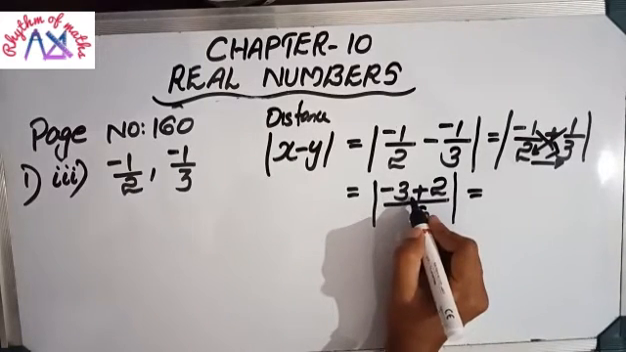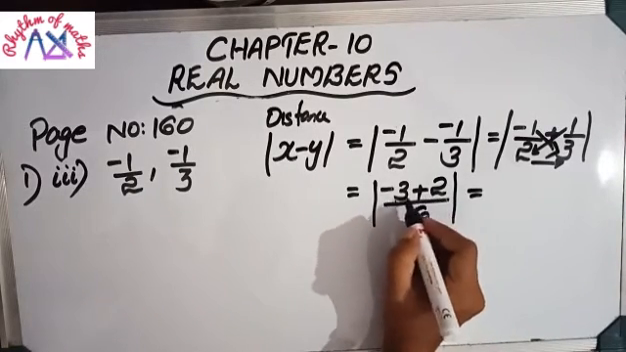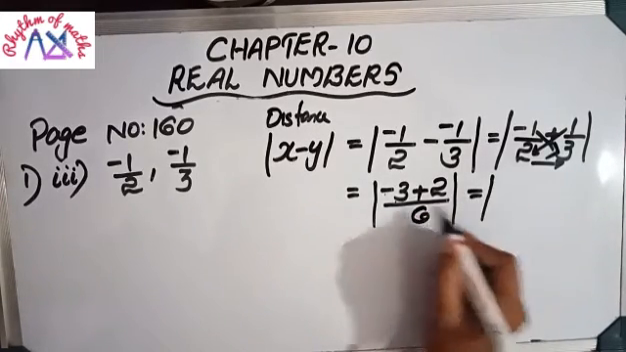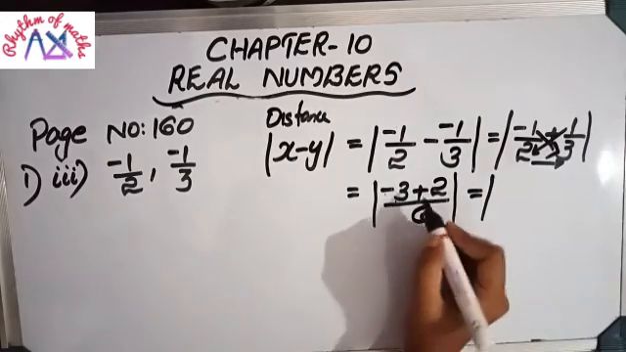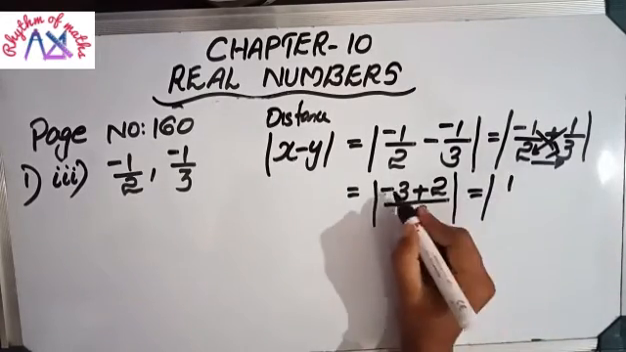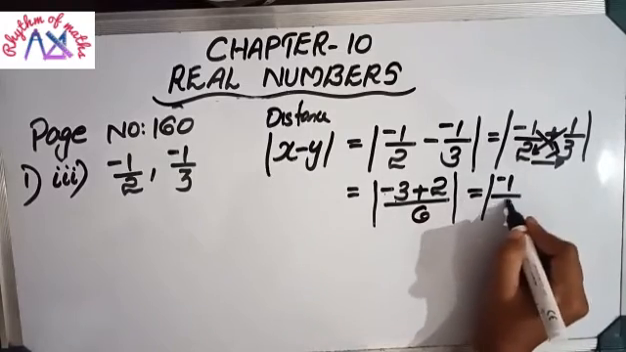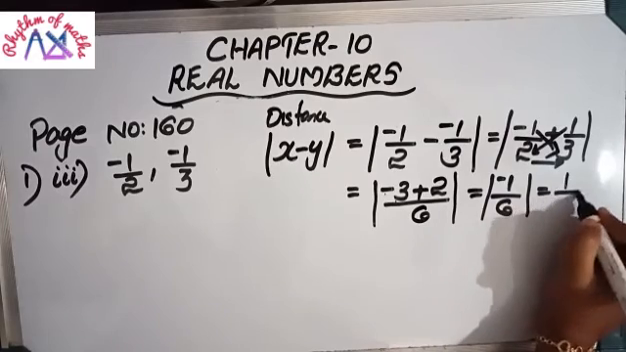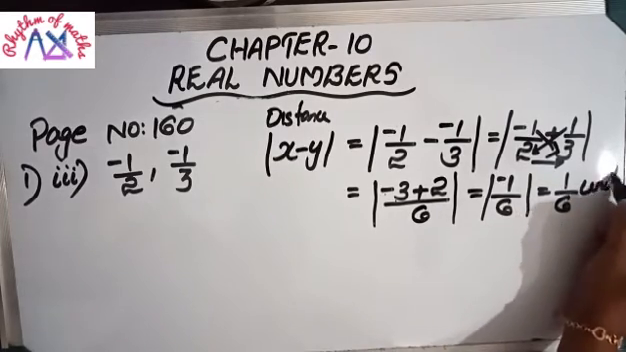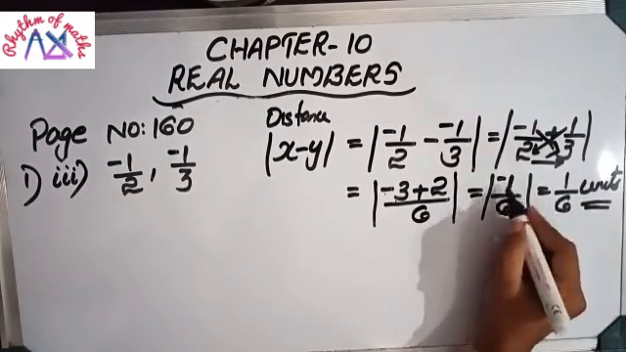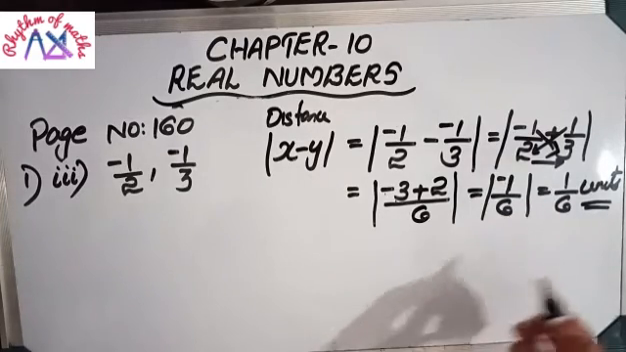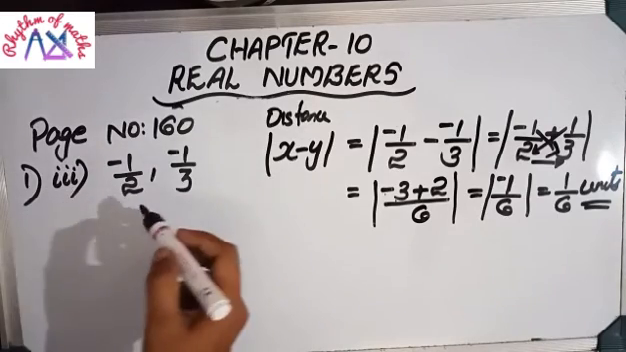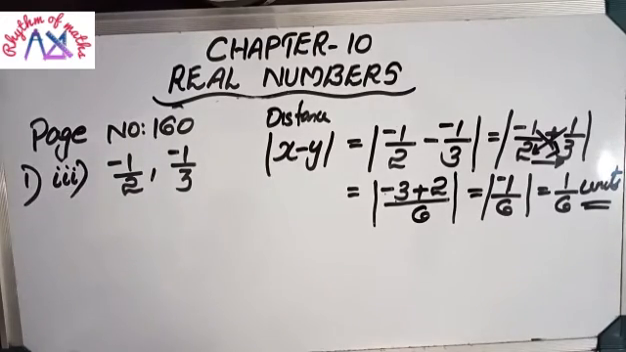Different sign. Different sign means what? Bigger minus smaller. So 3 minus 2 is one answer with negative sign. Okay, bigger number minus smaller number with bigger number sign. So 3 minus 2 is 1. Sign is negative divided by 6. Okay, so again we will get the answer as 1 by 6 units. Okay, because when you take this minus 1 by 6 outside of the modulus, we will get the answer as 1 by 6 units.